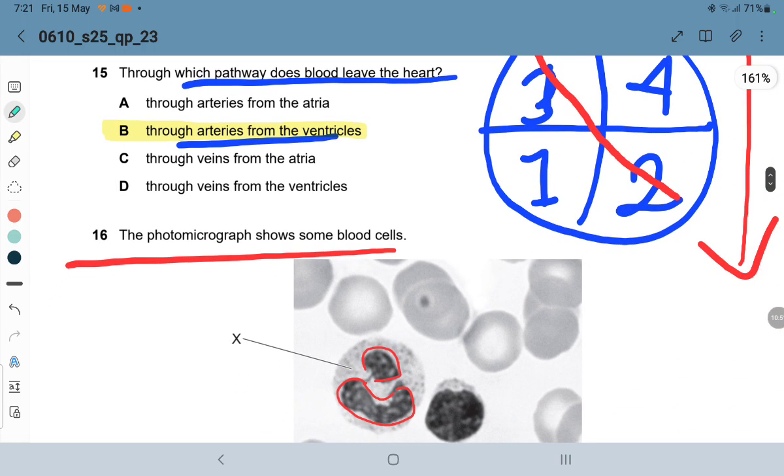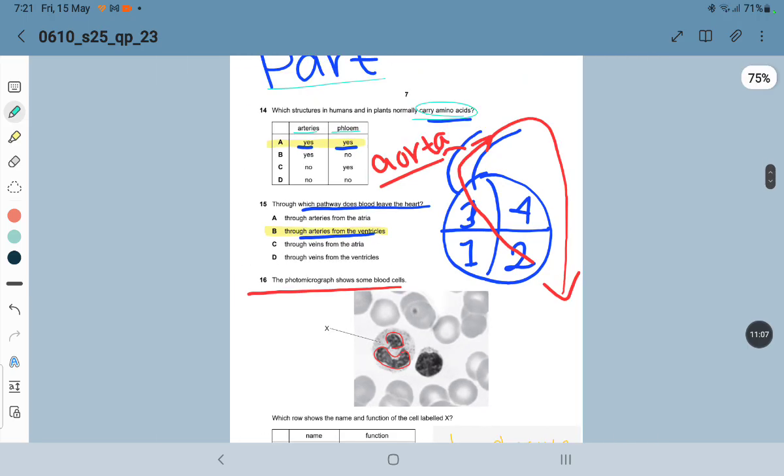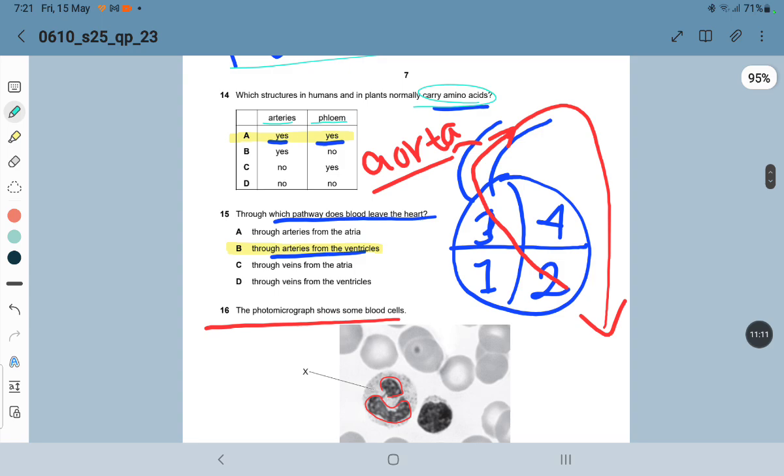Question 15. Through which pathway does blood leave the heart? He's telling you here through the arteries from the ventricles, or through the arteries from the atria, or through the veins from the atria, or through the veins from the ventricles. As you can see here, for this question the answer is B. So how through the arteries from the ventricles?